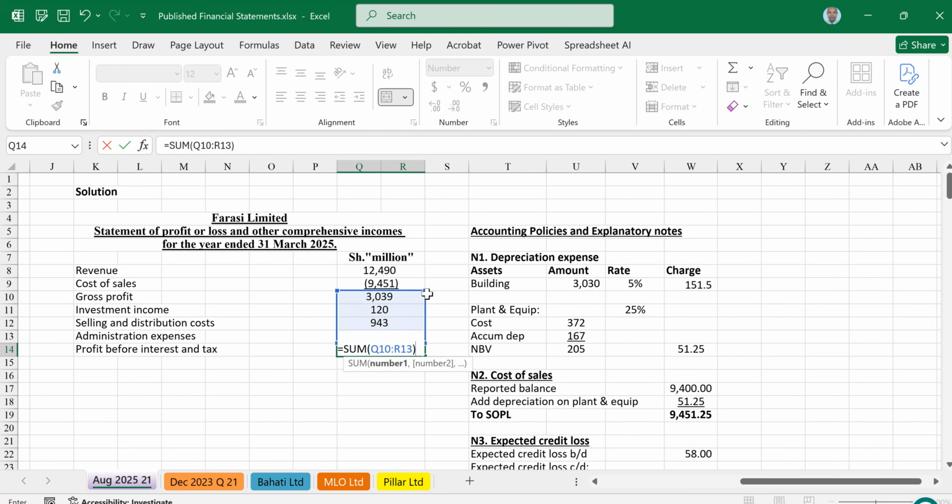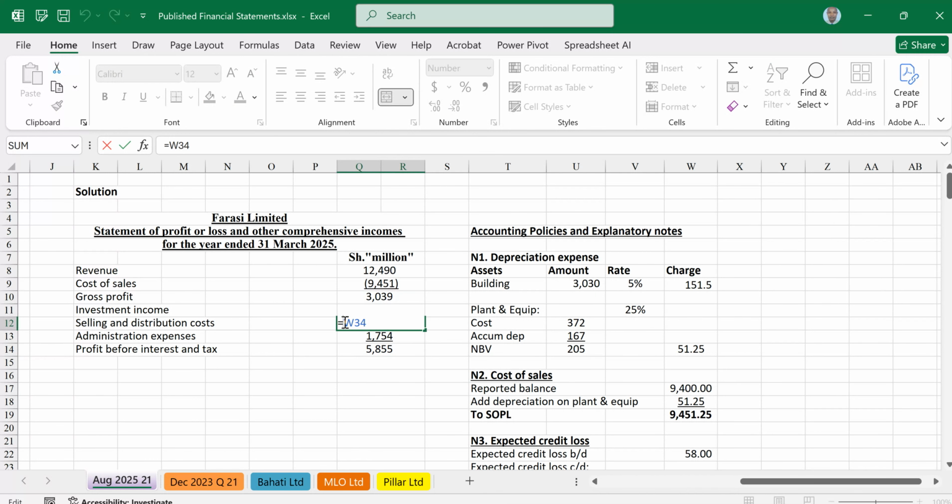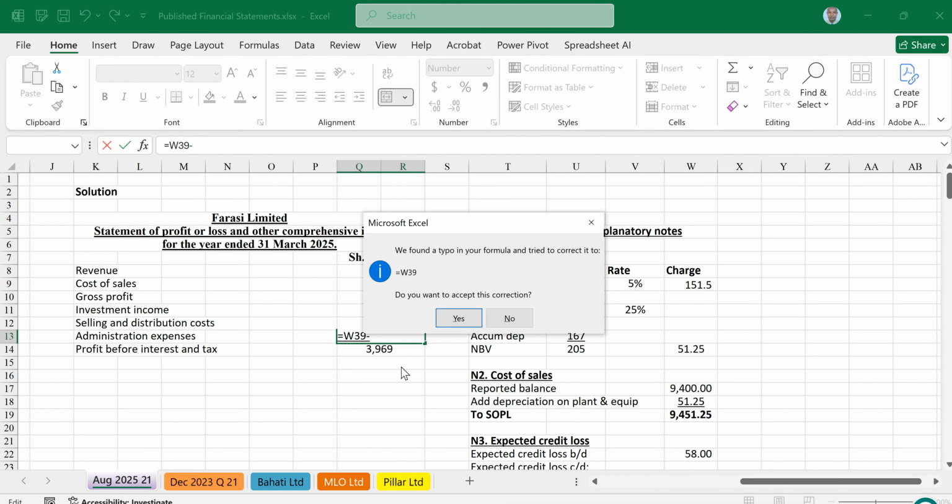Now there is one thing I didn't do correctly. This one should be negatives. The selling and distribution, make sure they are negatives, equal sign negative. Then admin expenses, equal sign negative as well. Negative. Investment income, that's an income.